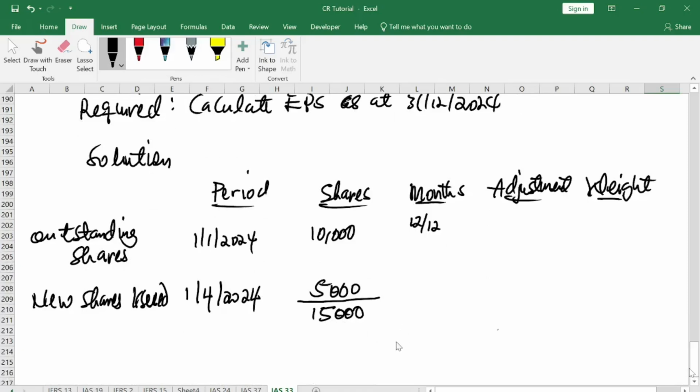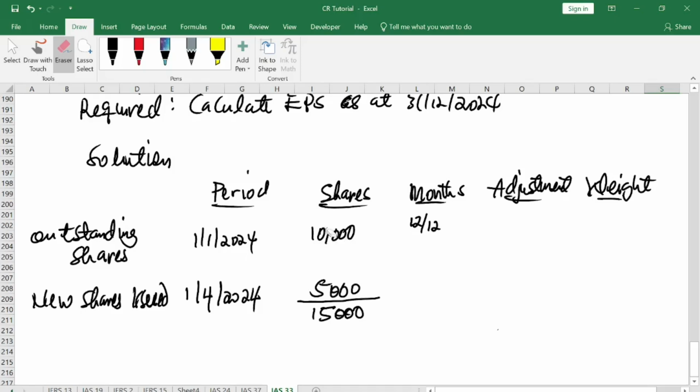Now, let us look at the weighting issue. If they did not issue new shares, this 10,000 shares would have traveled for 12 good months to December. Along the line, in April, they issued 5,000 shares. That means this new share will be added to this 10,000 so that together they will both travel to December. So for that reason, you need to pro-rata it. How do you do that?